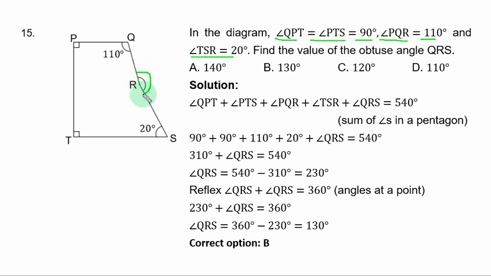The obtuse angle. So we need to get the reflex angle because the sum of both angles equal 360 degrees. The reflex angle is found in the pentagon. The given figure is a polygon with 5 sides, so it is a pentagon. The sum of all the angles in a pentagon is equal to 540 degrees.